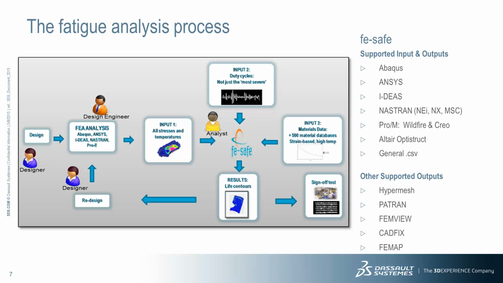FESafe then takes the stress and possibly the strain or the temperature from the FEA software and combines it with loading histories and materials data and gives you a fatigue life prediction, which is seen as a contour plot in your FEA software or viewer. And you do your redesign based on those results, or you can sign off with just one validation test once the design is complete. You can see all the supported input and output formats for FESafe can interface to on this slide. As you see, we support all of the major FEA software packages.